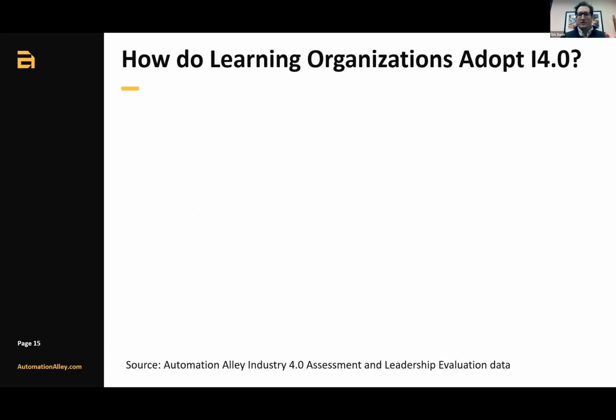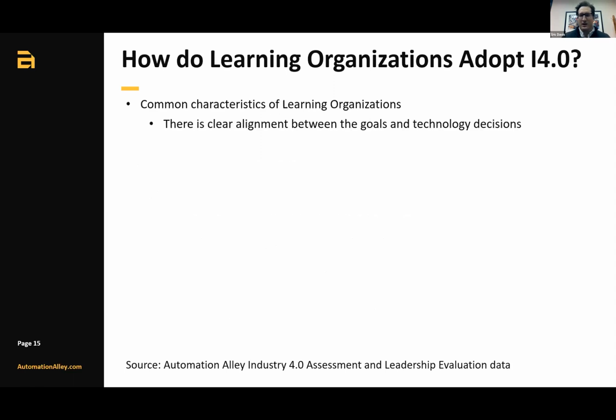So how do learning organizations adopt Industry 4.0? Here are some common characteristics that we've seen in our assessment and leadership and evaluation data. So there's a clear alignment between the goals and technology decisions. There is a corporate strategy that's shared and executed at all levels of the organization. So when we ask employees, what are the goals? How do you go about doing things? The answers from the bottom of the organization are pretty similar to the top of the organization. If they're saying, I don't know, or what's this all about, that's an issue.